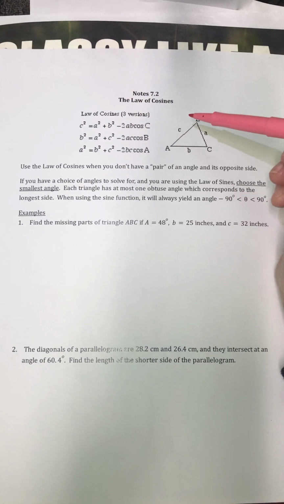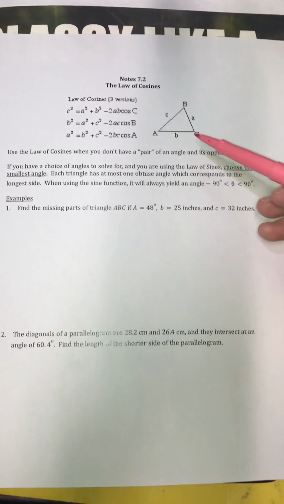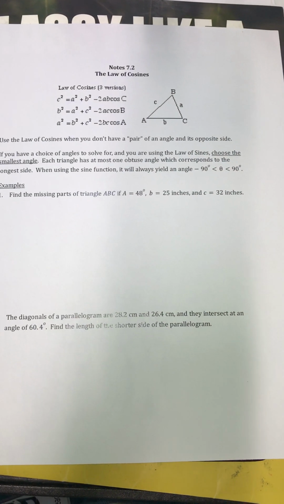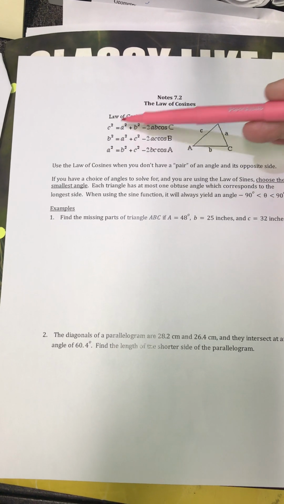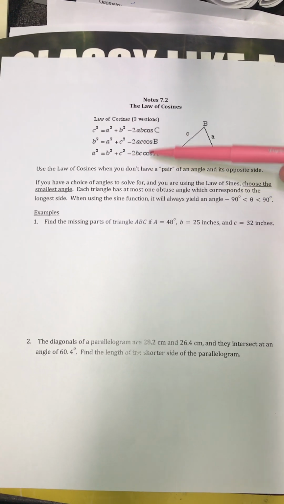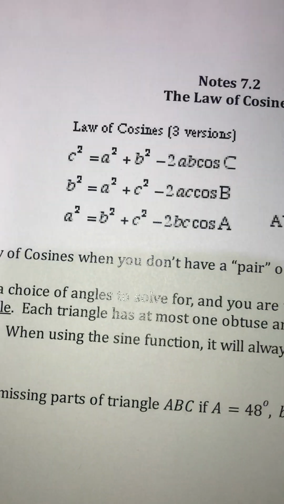Right, so with law of cosines, again, we are not dealing with a right triangle, so we cannot use SOHCAHTOA. We are going to use law of cosines. There are 3 different formulas, but the formulas are very similar.